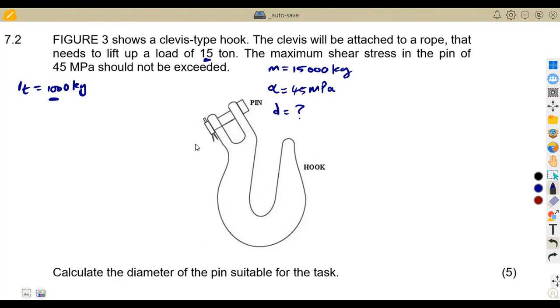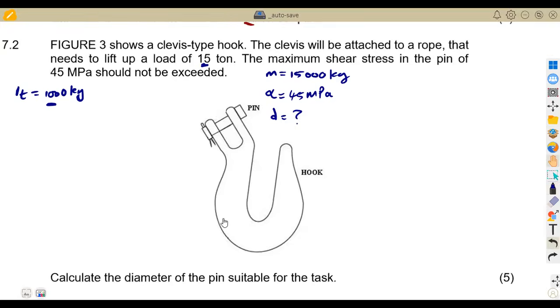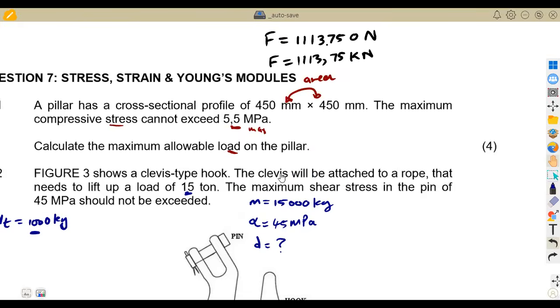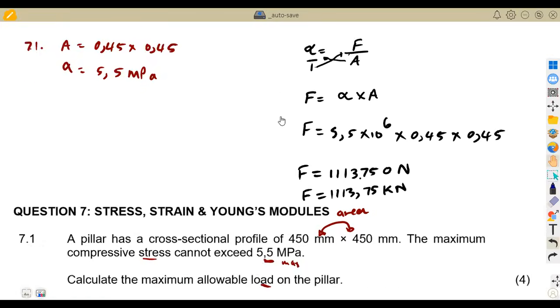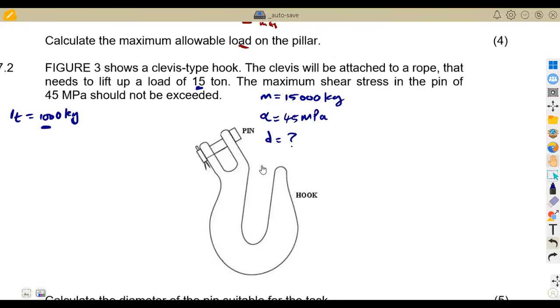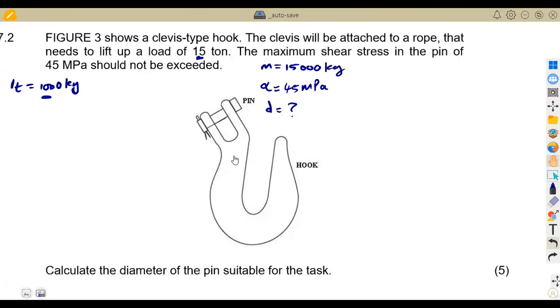So as you can see, guys, they're just repeating one and the same. Previously, we had the same condition of given the force, and from the area, because it was a square, we do not have a diameter, it's going to be side times side. But this time, from this area, we are going to have a diameter because it's a circular part that we are dealing with. So we are going back to the same formula that our stress is equivalent to the force over the area.